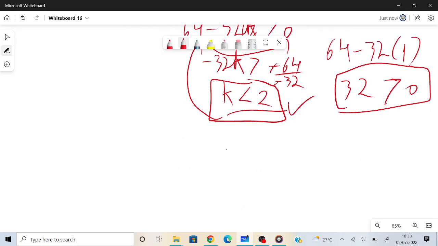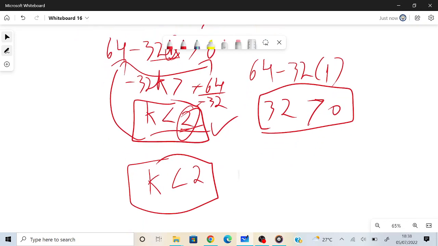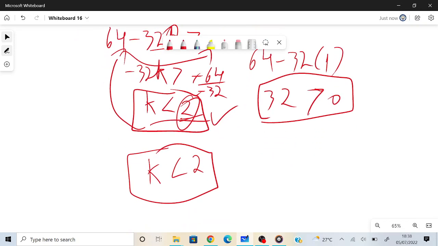And this simply emphasizes the fact that you should always check your answer once you have it by putting a value less than the answer and a value greater than the answer. In this case, we only had a single answer. So the actual value is k is less than 2 and not k is greater than 2. So please always do remember to check your answer at the end of your working.